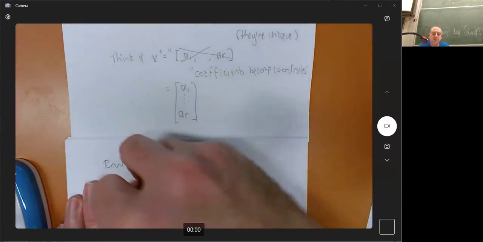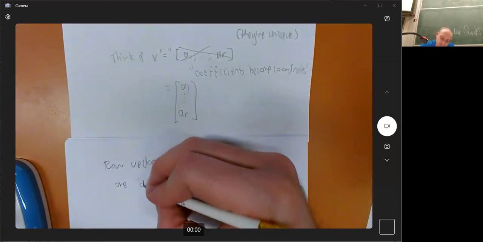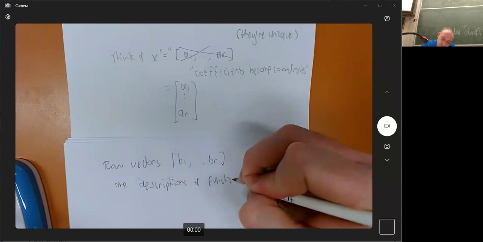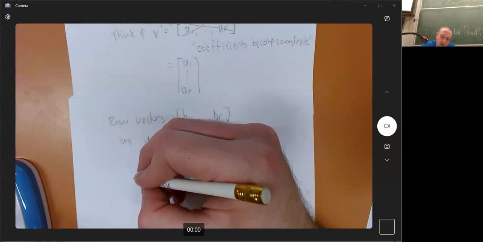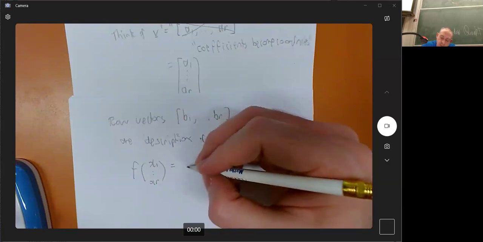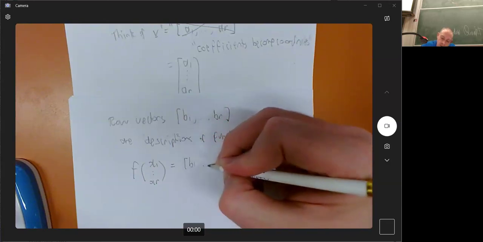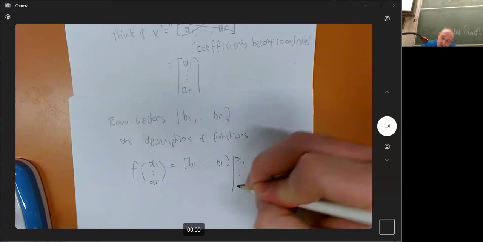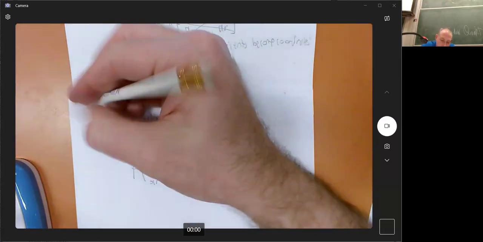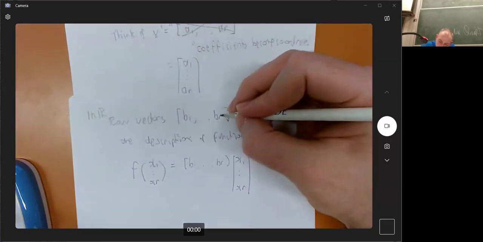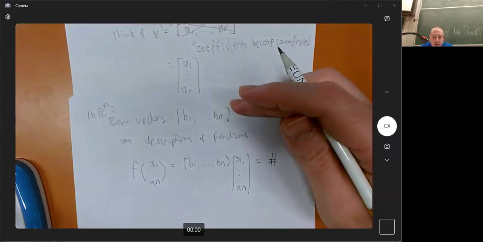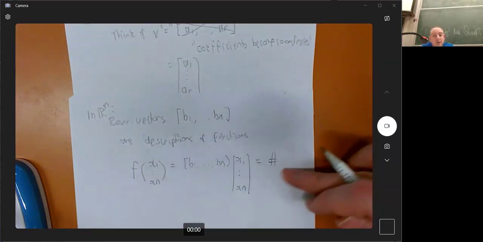Well, they're like descriptions of functions. Where you go f of x1 up to xn is equal to b1 up to bn times x1 up to xn, and what you get is a number, right? That's what happened. Here we go. In Rn, let me use n because I don't like to say Rr. That's ridiculous. In Rn, you've got row vectors, their descriptions of functions, and what they do is this.